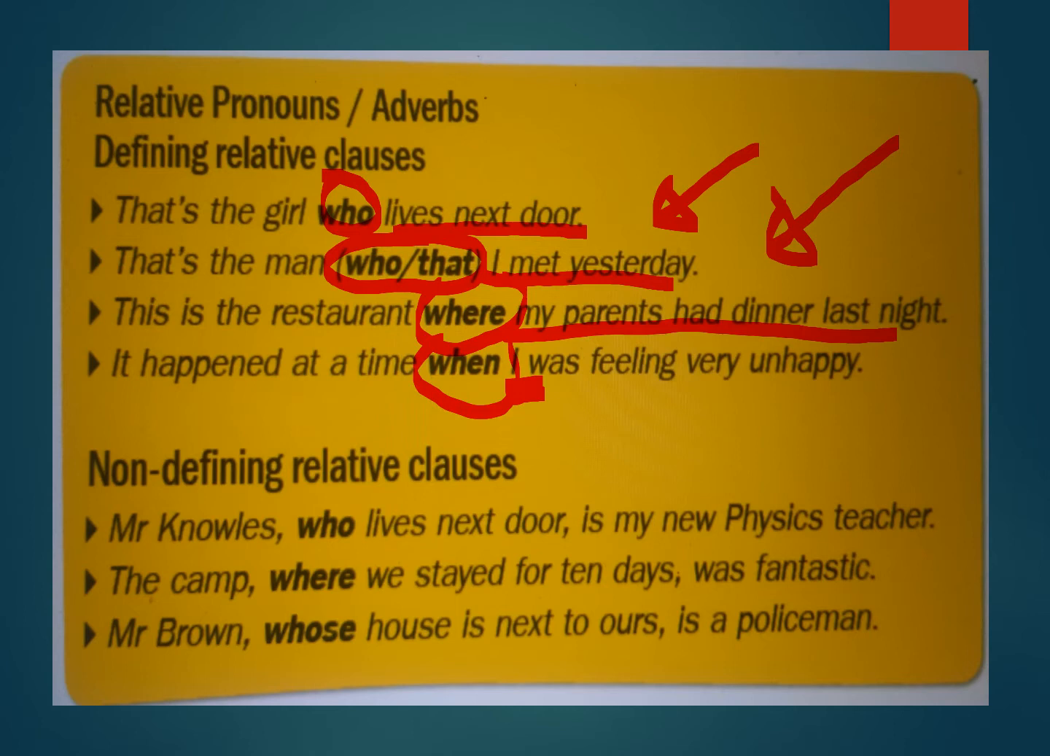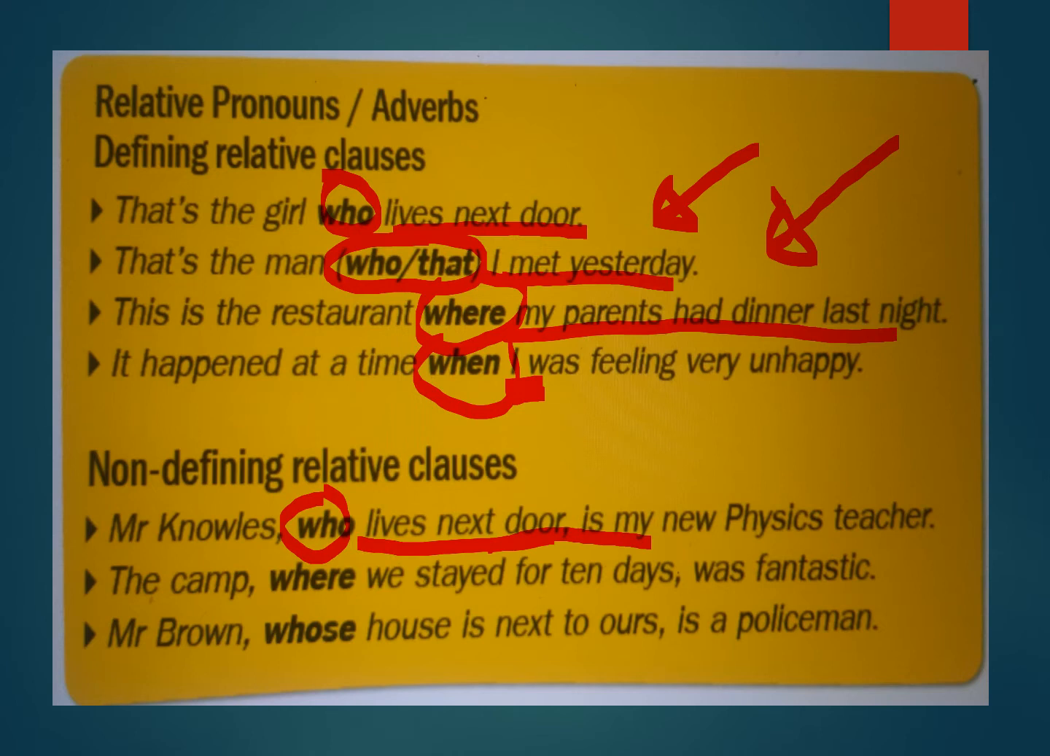What is the relative clause? Bashar, what is the relative clause? Akram? Khalid? Very good. Who is the relative pronoun, and the relative clause is who lives next door. Who lives next door.